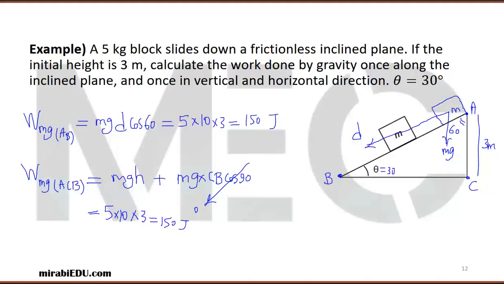So we conclude that the work of gravity, as we said in the previous slide, is independent of the path. It doesn't matter whether we go from A to B in this direction, or in this direction, or in this direction, or any other direction. The work of weight, or the work of gravity, between point A and point B will be 150 joule. It is path independent.